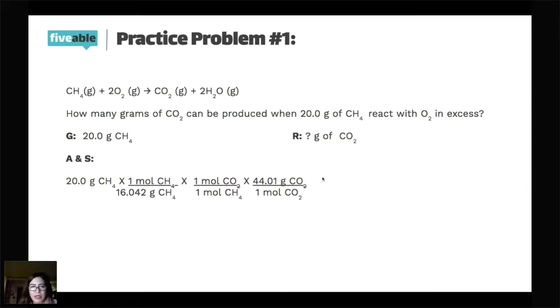So then we use our calculator, but then we need to check our sig figs. How many significant figures do we have on the given?